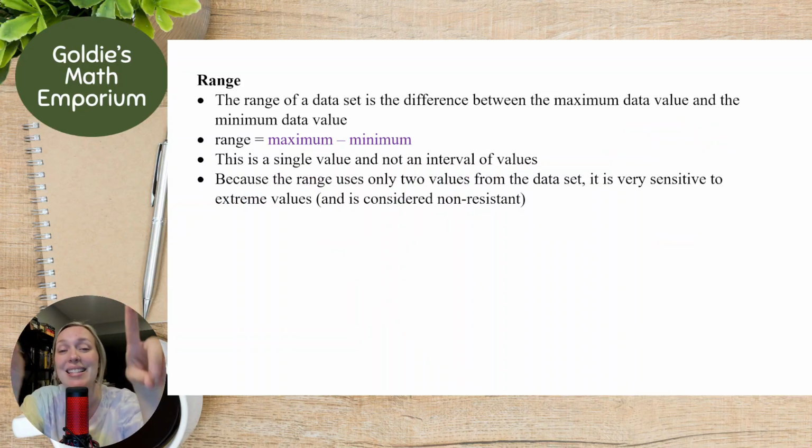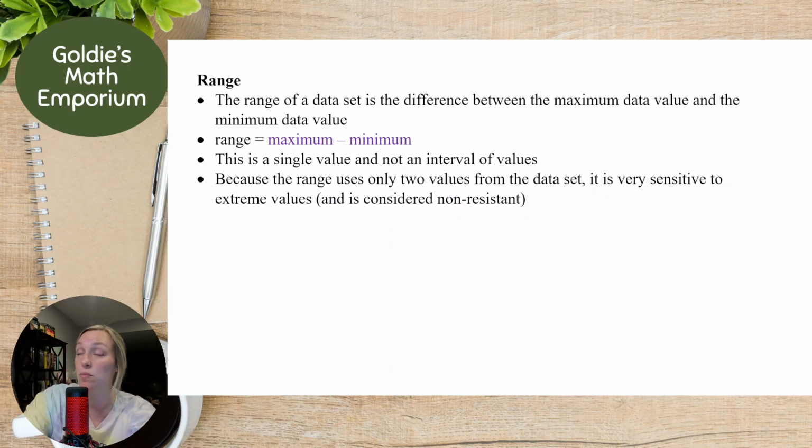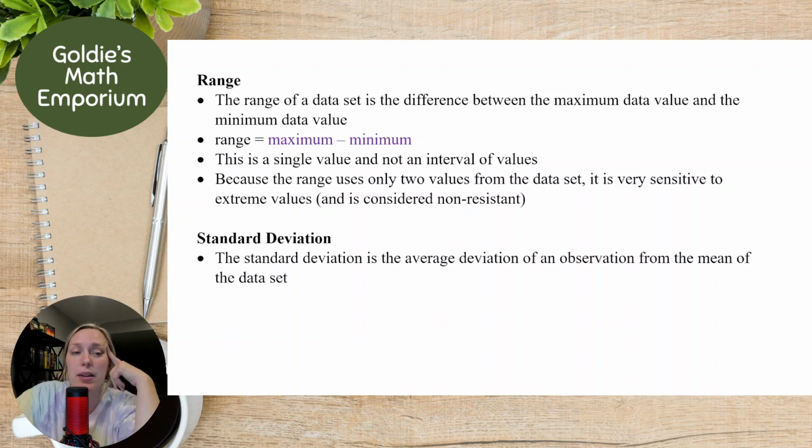And because it uses two values from the data set, it's very sensitive to those extreme values, especially because outliers occur on either the min or the max side of your data set. So this is a non-resistant measure of spread. It is very sensitive to outliers. But it's calculated fairly quickly, fairly easily, so it gives us a good idea of the data set variability in a quick way.